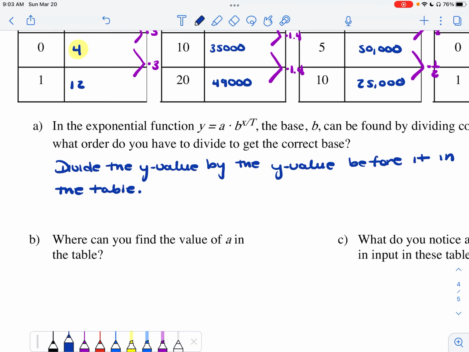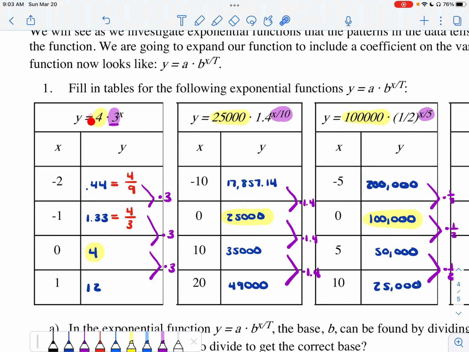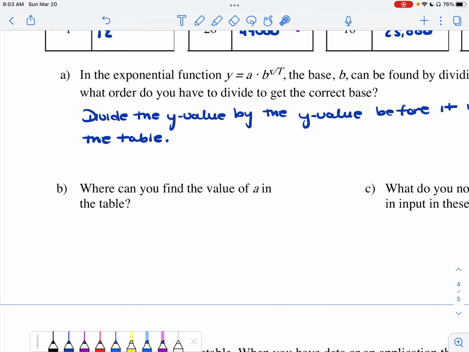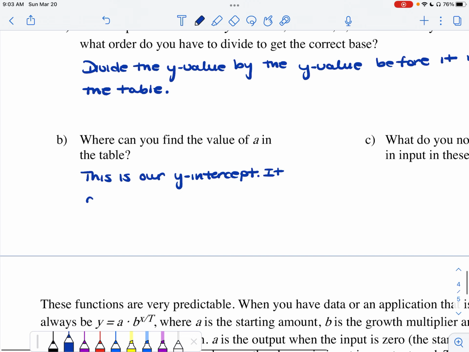Okay. All right. Next question, where can you find the a in the table? So remember we talked about that. Our a value, which is that number out front, is our y-intercept. So that's always going to correspond to where x is equal to 0. So this is our y-intercept. It corresponds to where x equals 0.